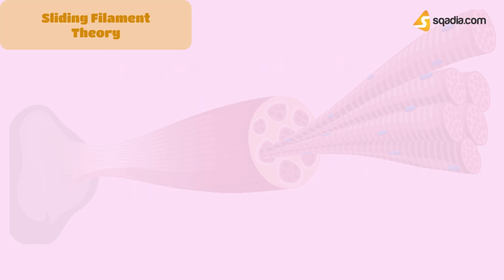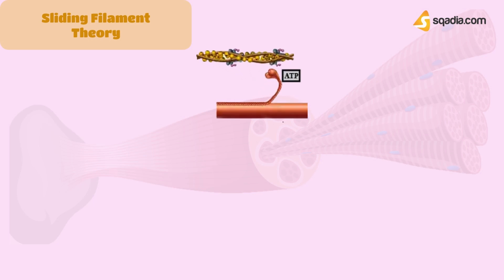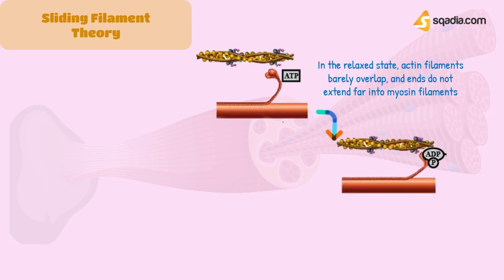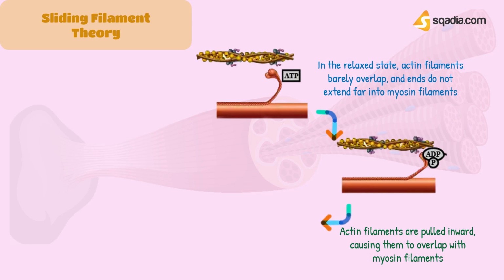The mechanism of muscle contraction is known as the sliding filament theory, which involves two states, relaxed and contracted. In the relaxed state, the actin filaments barely overlap, and the ends of the filaments do not extend far into the myosin filaments. In the contracted state, the actin filaments are pulled inward, causing them to overlap with the myosin filaments to the maximum extent. The Z discs, which anchor the actin filaments, are also pulled closer to the ends of the myosin filaments.